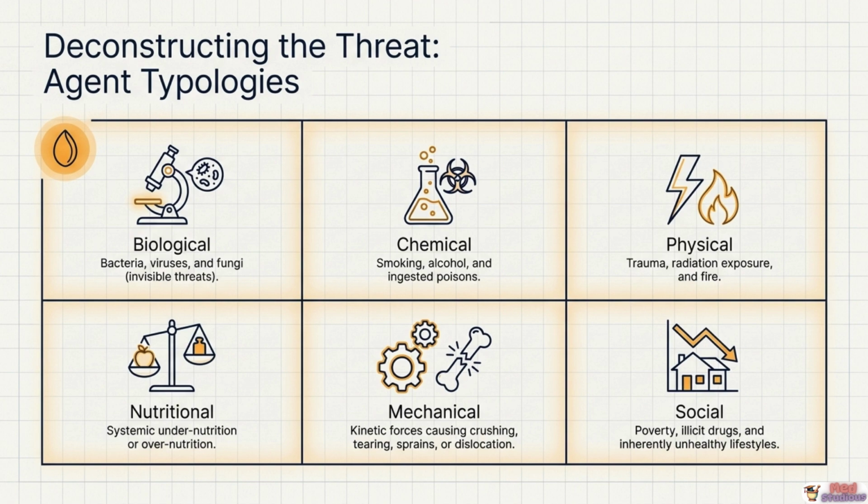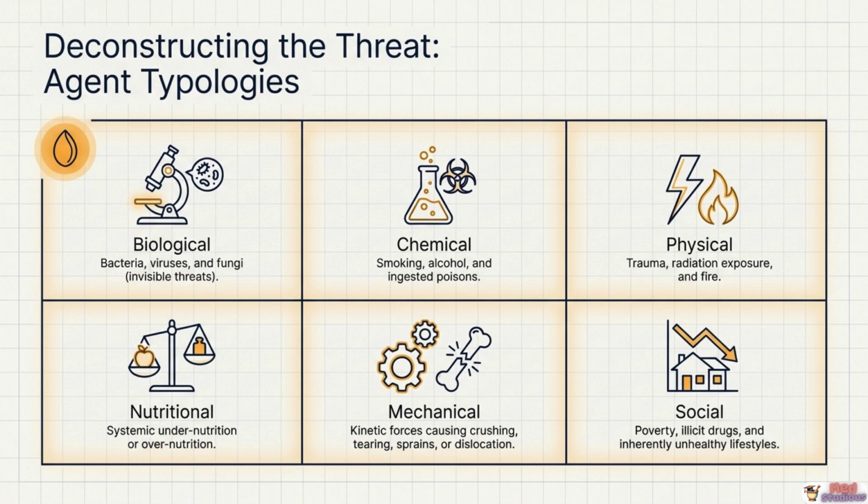Physical agents cause injury through energy transfer, trauma from blunt force, radiation exposure from nuclear sources or excessive medical imaging, fire burns, and frostbite. Nutritional agents include both undernutrition, protein energy malnutrition, vitamin deficiency diseases such as scurvy, rickets, and pellagra, and overnutrition, including the excess caloric intake and sedentary lifestyle driving the global epidemic of obesity and type 2 diabetes. Mechanical agents cause injury through kinetic forces, crushing injuries, tears, sprains, dislocations, and the repetitive strain injuries of industrial and agricultural work.